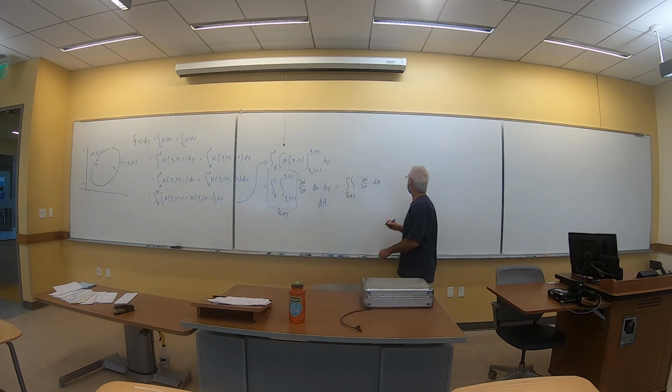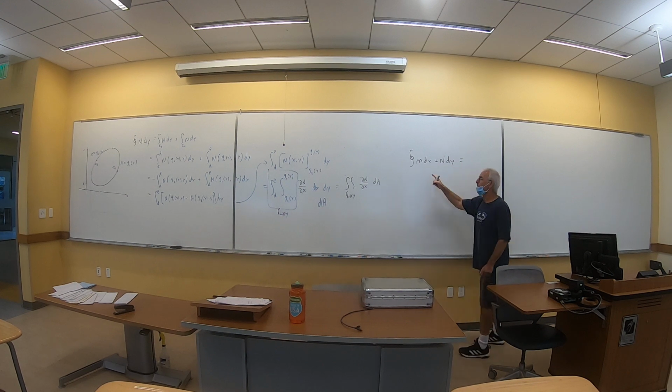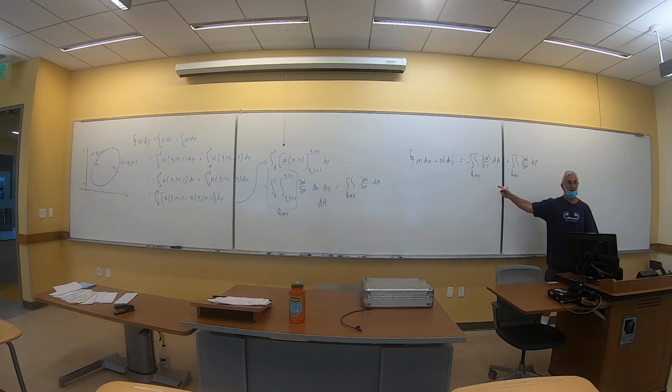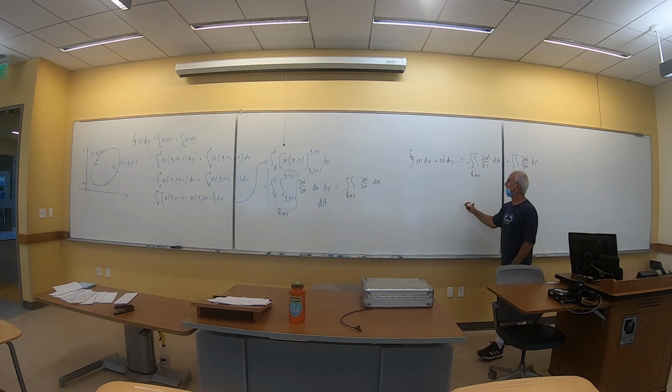Okay, so what's the big deal? Well, let's summarize, shall we? We figured out what this guy was. That was the negative of the double integral over the region in the xy plane of the partial of M with respect to y, dA. And the second one was the double integral over the region in the xy plane of the partial of N with respect to x, dA. Well, can I squeeze these together? Because they have the same region in the xy plane, they're both dAs.